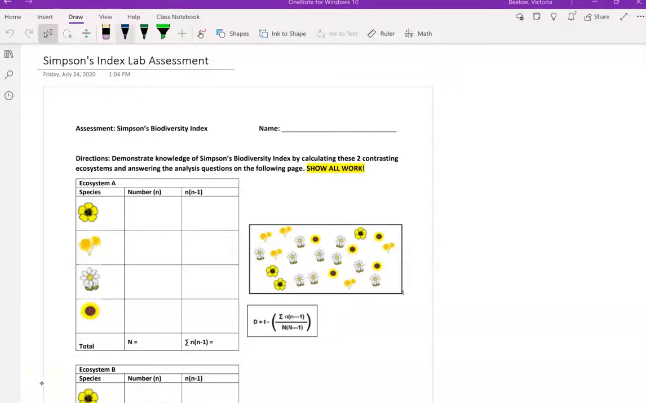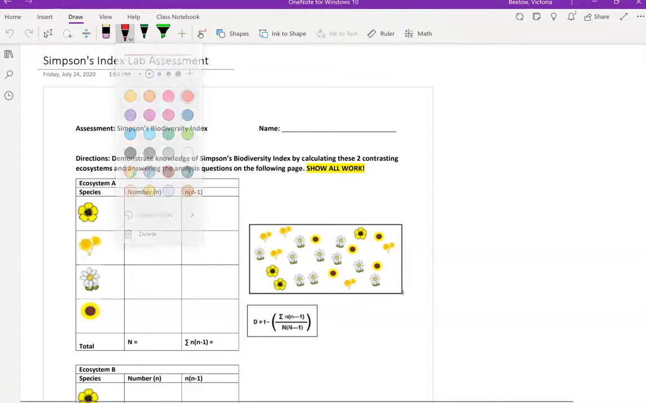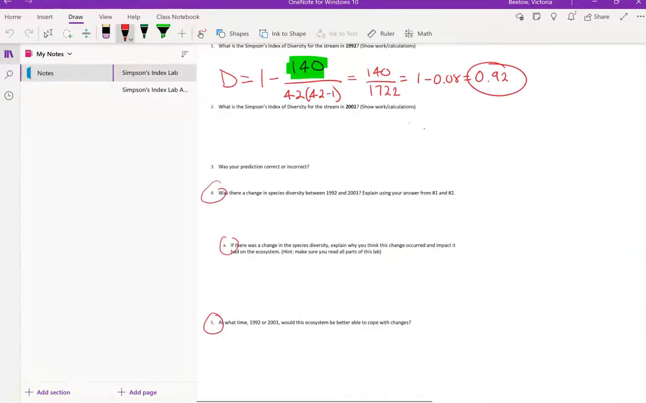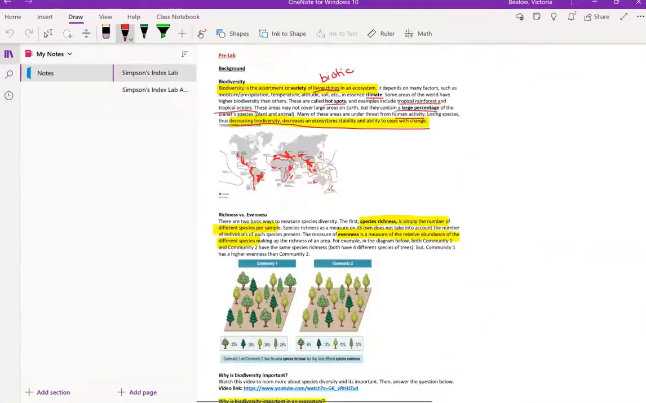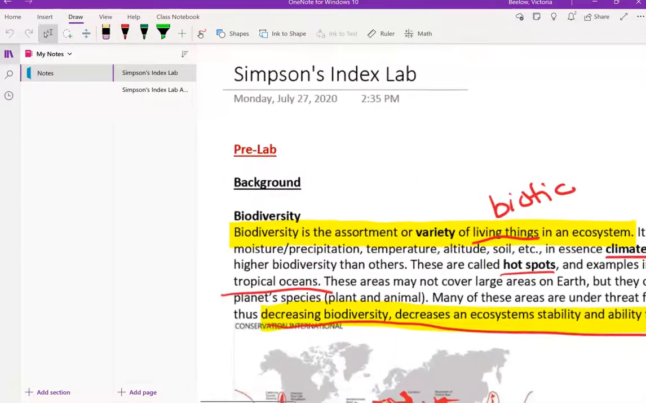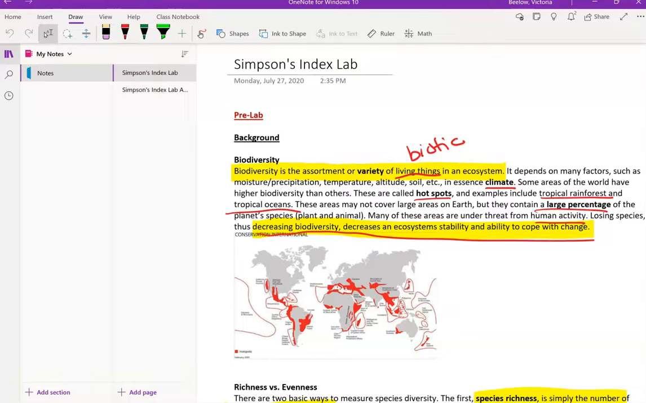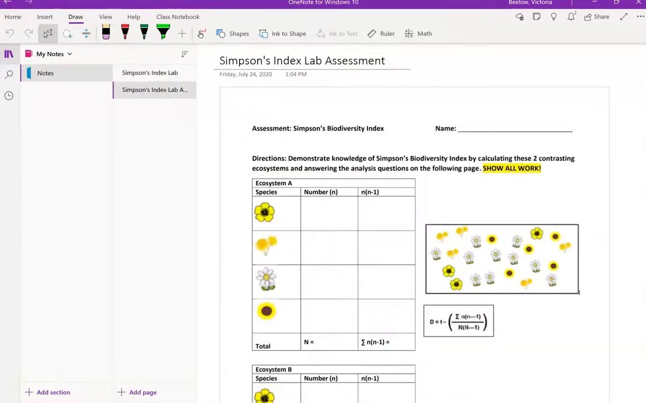Everyone, Mrs. Below here. In this video I'm going to go over how to get you started with the Simpson's Index Lab assessment. So the first thing you should do is check your work against the key posted in the content library for the Simpson's Index Lab. There is some really important information in here that you are going to need in order to complete this lab.